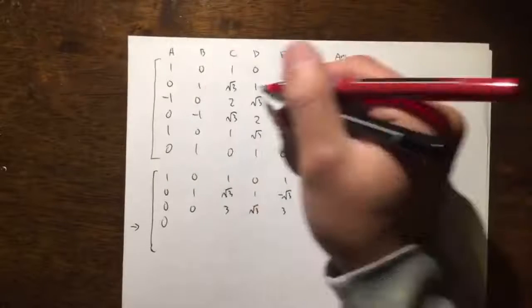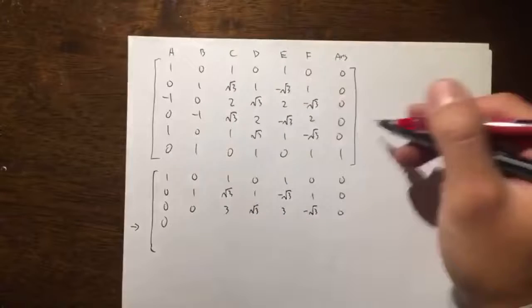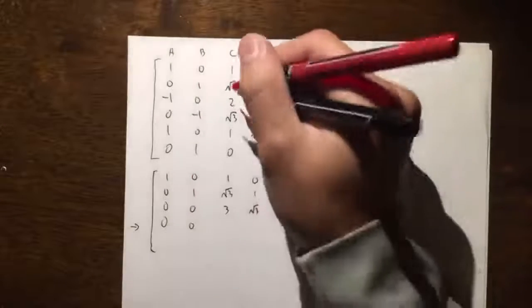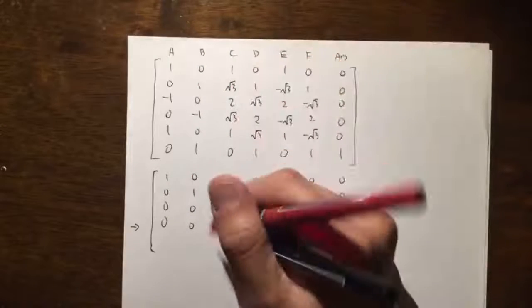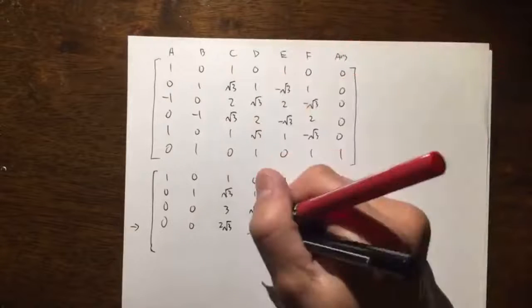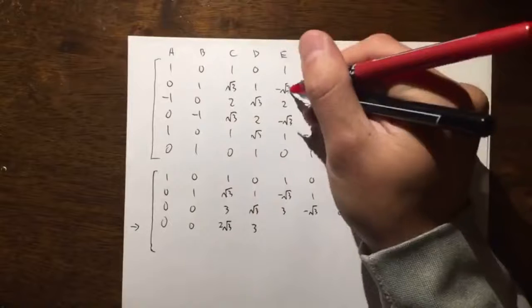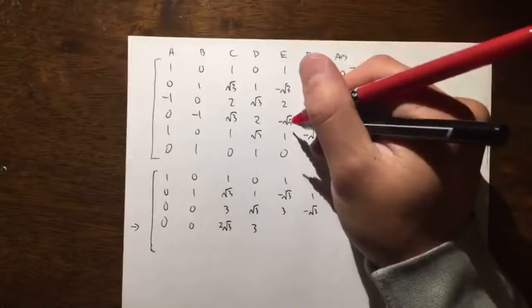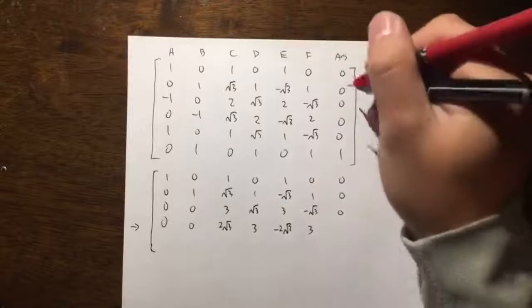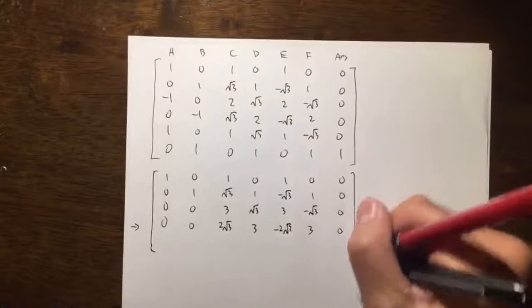I'm going to add a second row to this row so I can make this become 0. So 1 plus negative 1 is 0. Square root of 3 plus square root of 3 is 2 square root of 3. And then 1 plus 2 is 3. And then negative square root of 3 plus negative square root of 3 is negative 2 square root of 3. 1 plus 2 is 3. And then 0 plus 0 is once again 0.